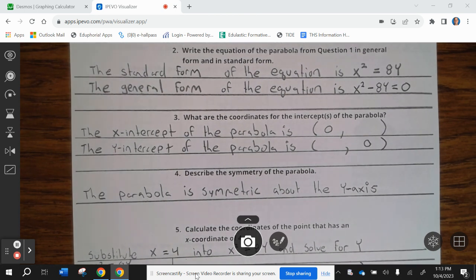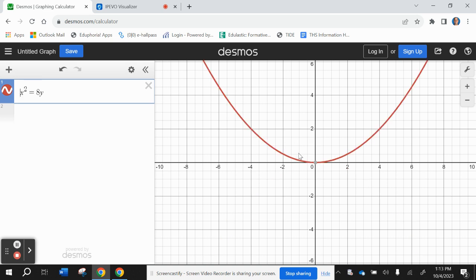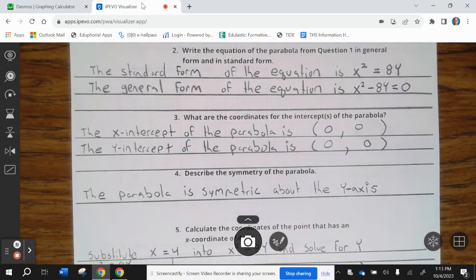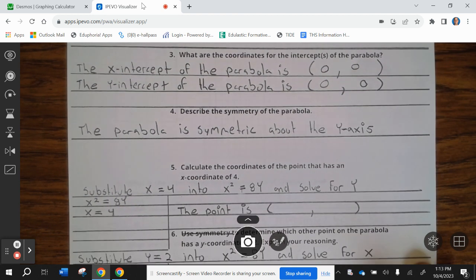What are the coordinates for the intercepts of the parabola? The x-intercept of the parabola is, and that goes back to our graph, which I believe we have here. Our x-intercept is (0, 0), and our y-intercept is (0, 0). Okay. Describe the symmetry of the parabola. The parabola is symmetric about the y-axis.